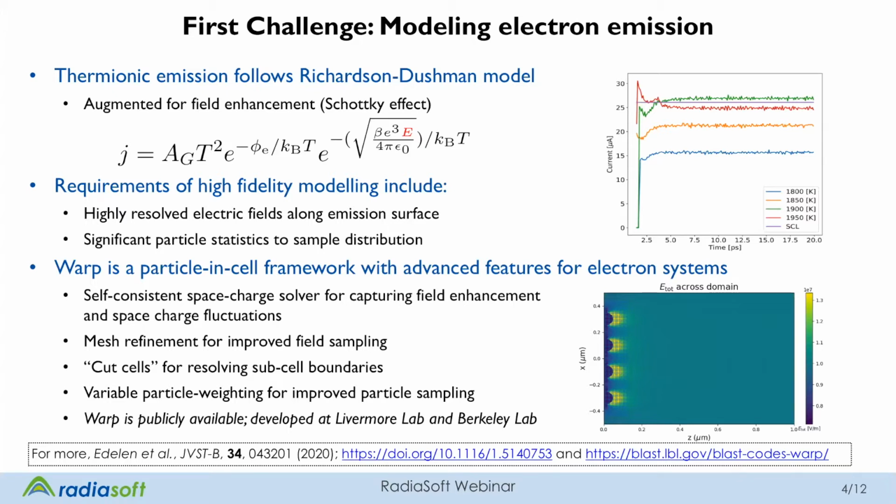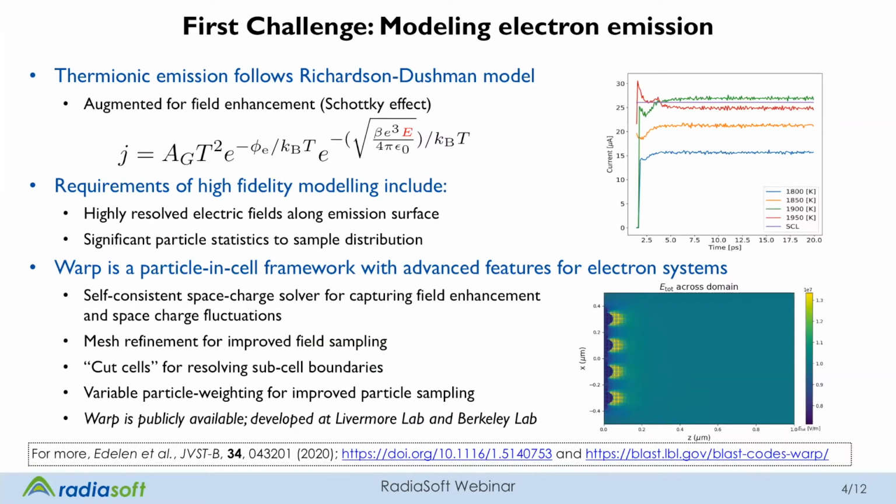It includes mesh refinement capabilities for improving the sampling of the field near very highly resolved or very rapidly changing surfaces. It includes cut cell features, which allow you to resolve boundary conditions that change at a sub-cell scale length. And then it also includes variable particle weighting for improving the particle sampling for emission algorithms, so that not all particles have to be emitted with the same weight. That allows you to get much higher particle statistics in regions of very high field enhancement or where the temperature of your emitter might be changing.